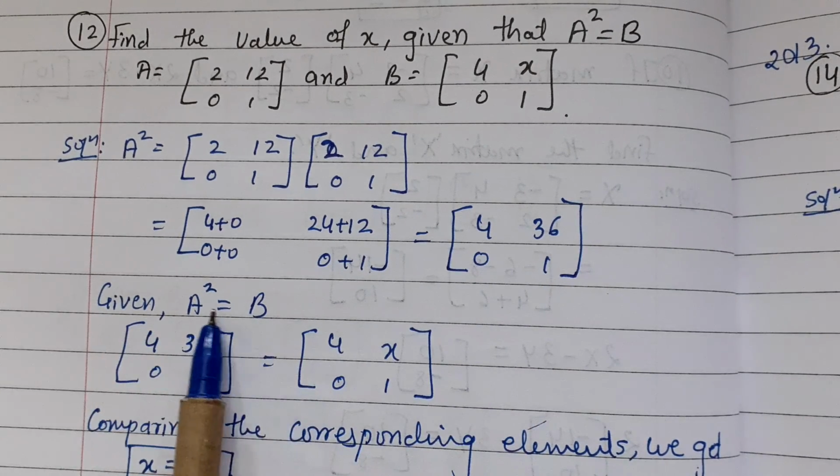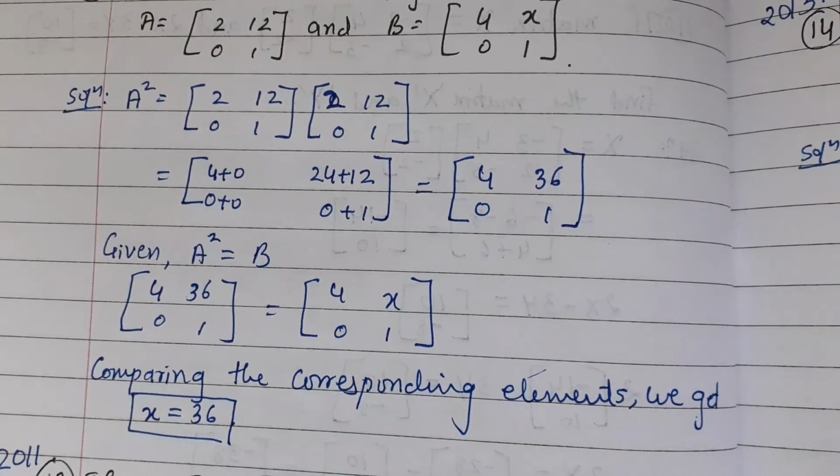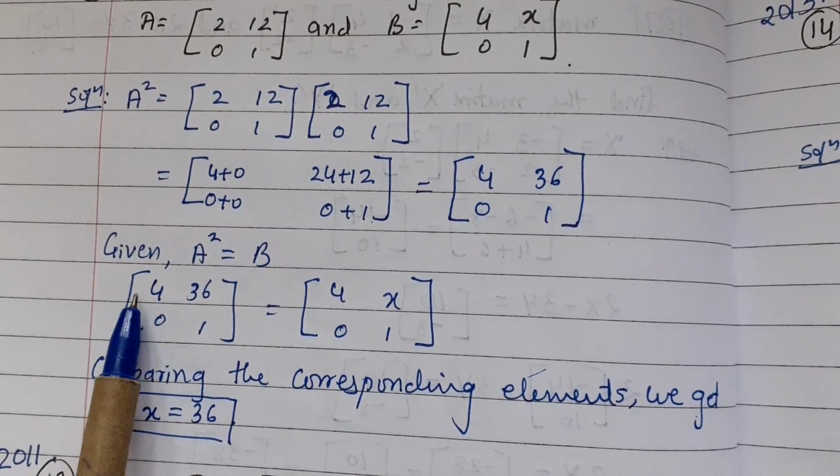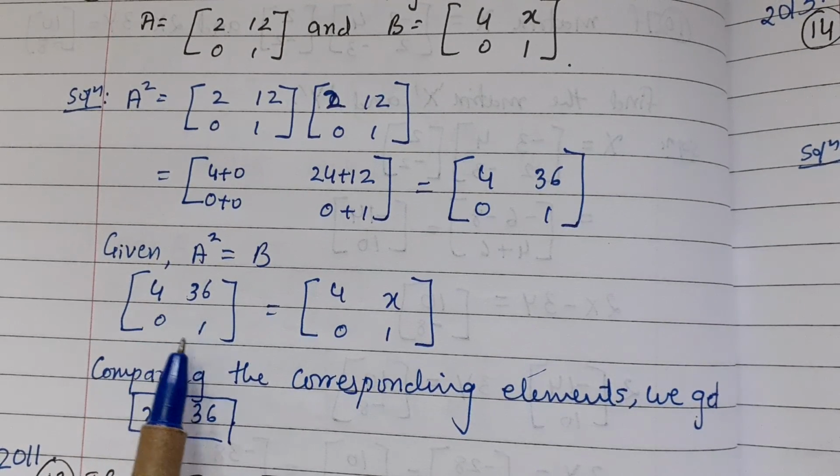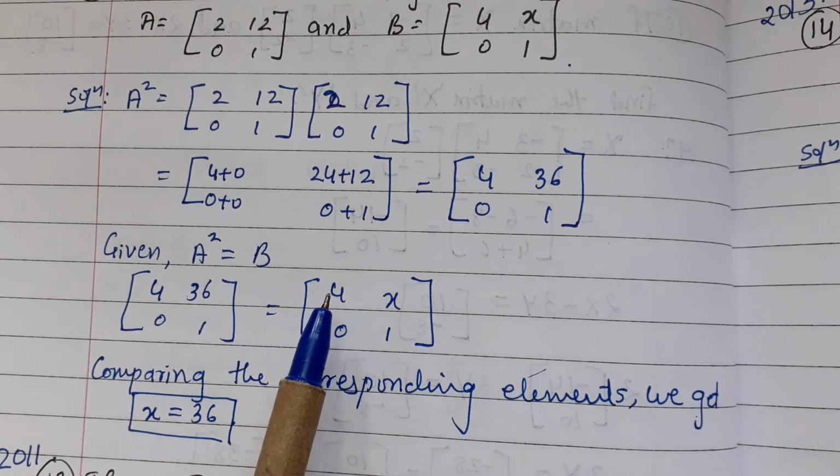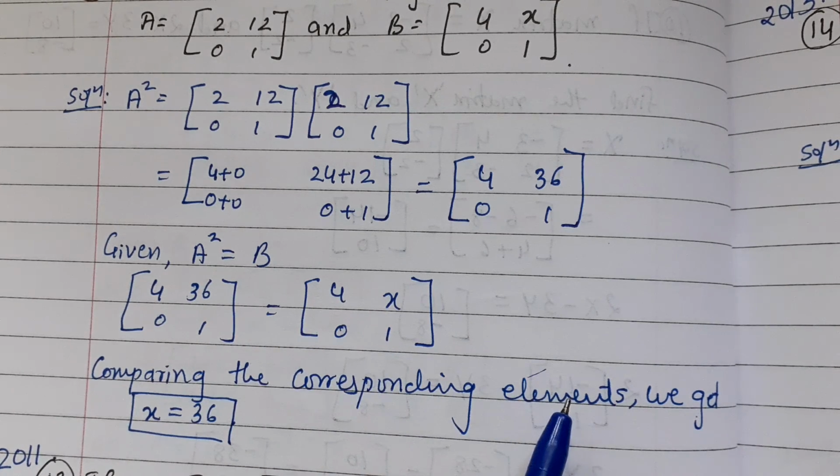Given A square equal to B. A square is 4, 36, 0, 1 equal to B is 4, x, 0, 1. Comparing the corresponding elements, we get x equal to 36.